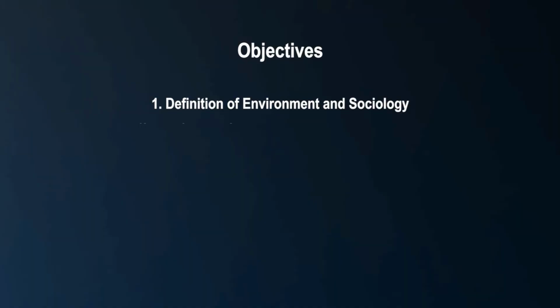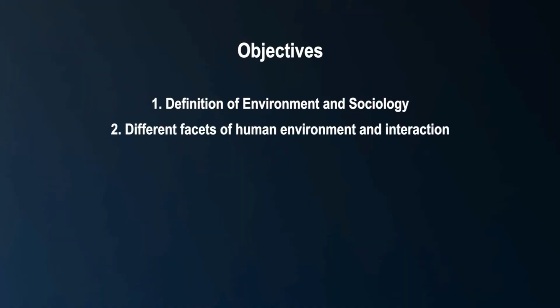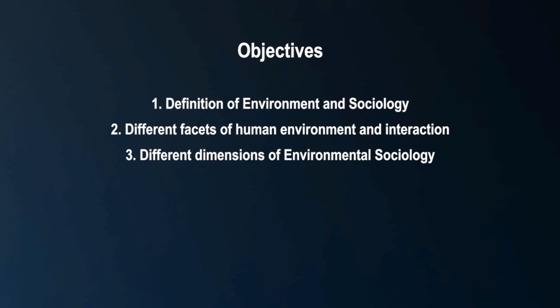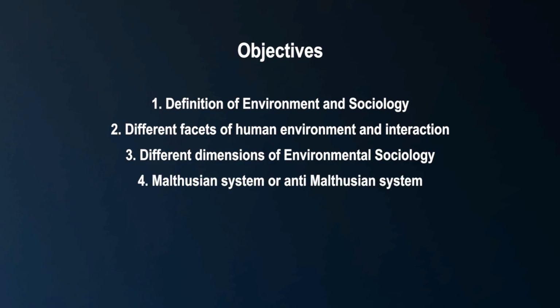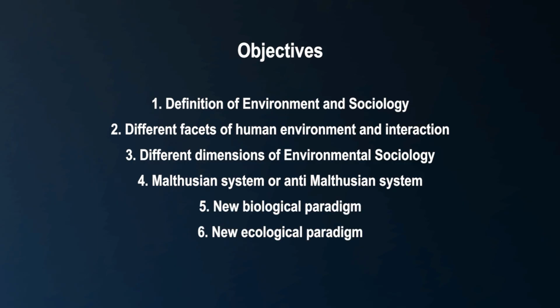In this particular lecture, we have the following objectives. We will try to know the exact definition of environment and sociology, and we will try to know the different facets of human-environment interaction and to understand the different dimensions of environmental sociology. It will definitely include the Malthusian or anti-Malthusian paradigm, the new ecological paradigm, and of course ecological Marxism.